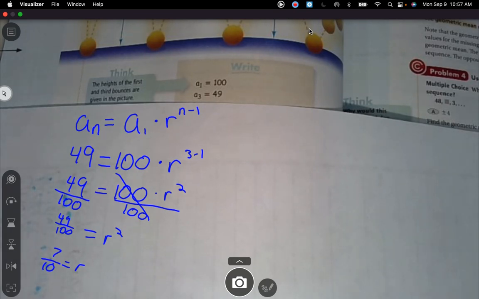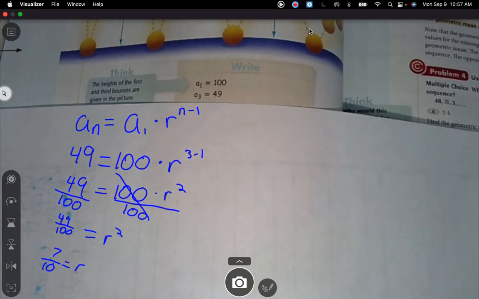Okay, I don't know if that's what we're trying to find just yet. Let me get to that in a second. Okay, it just said the heights. Let me go back to my question. I've got the height of the first term and the third term. It wants the fifth bounce, and the fourth.